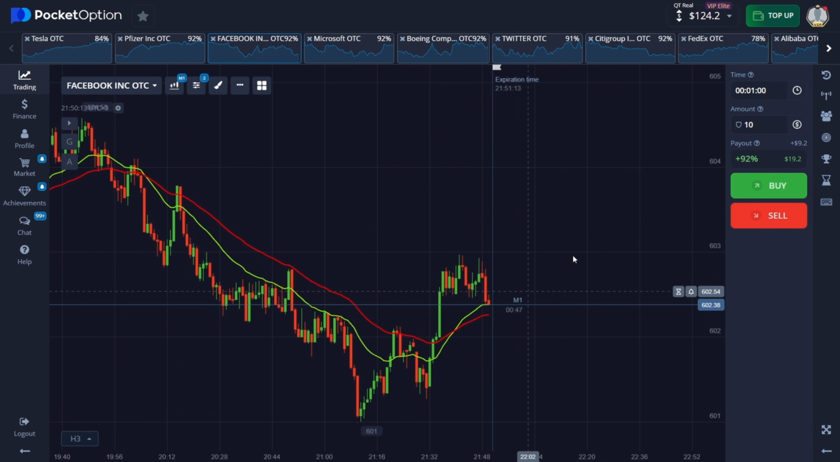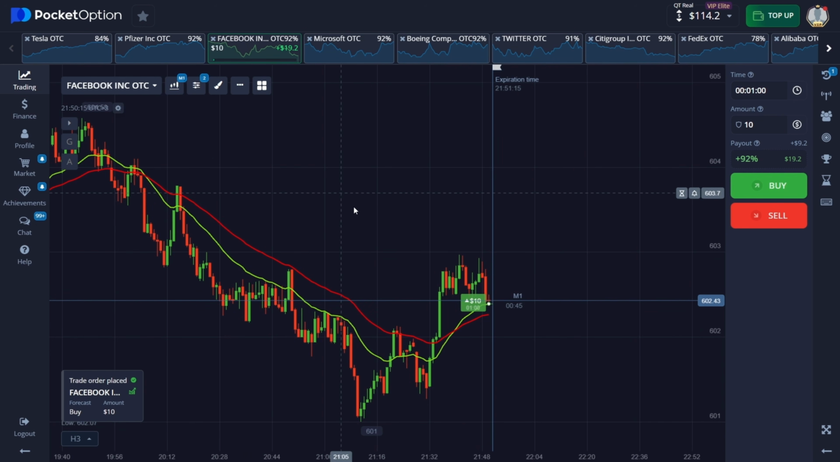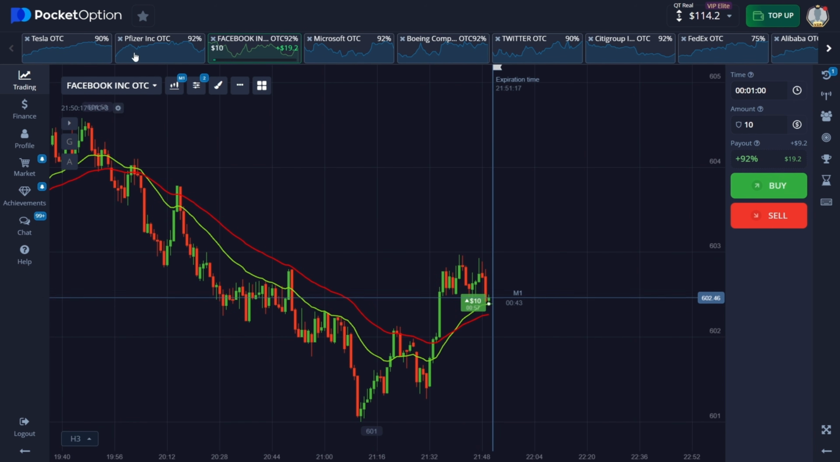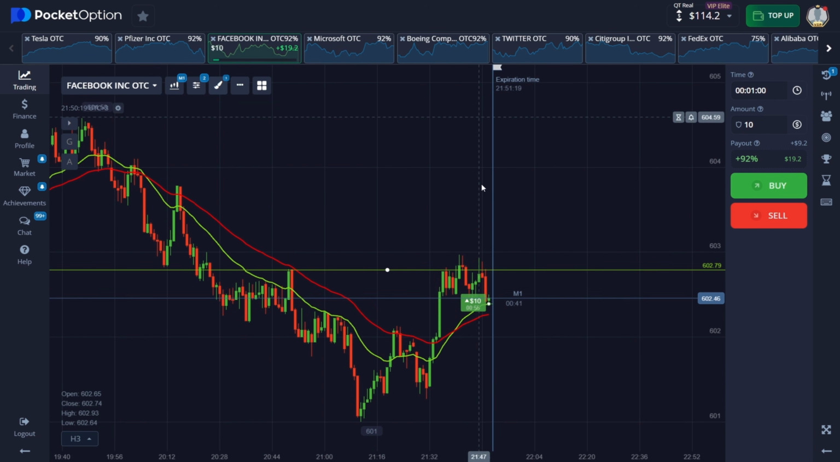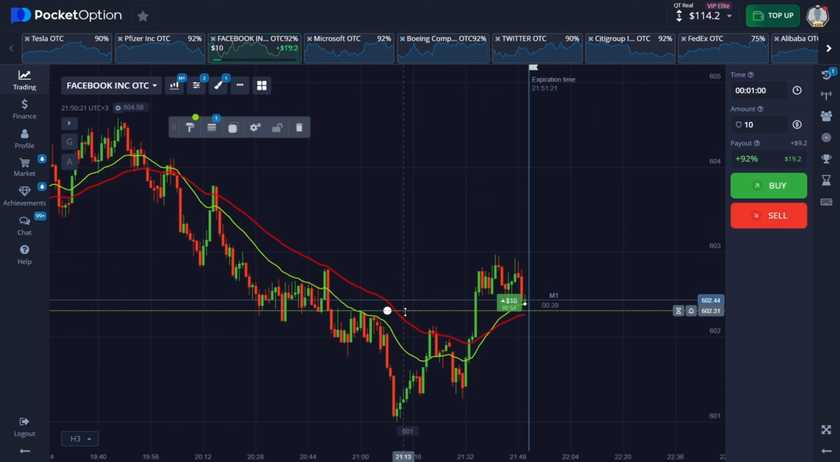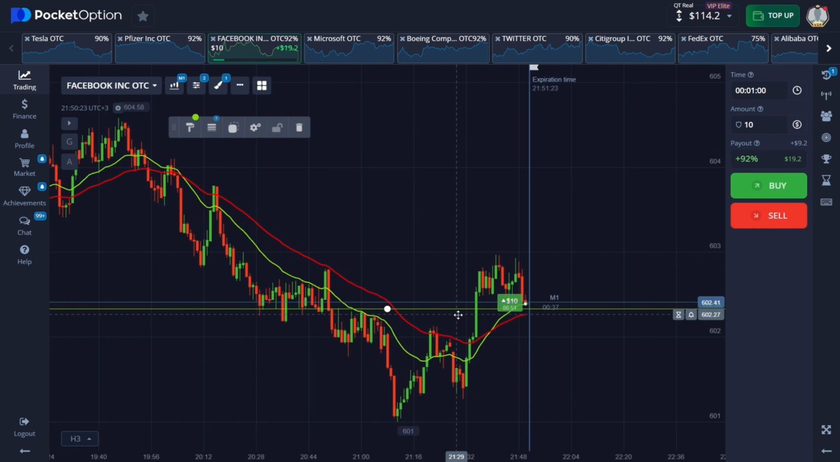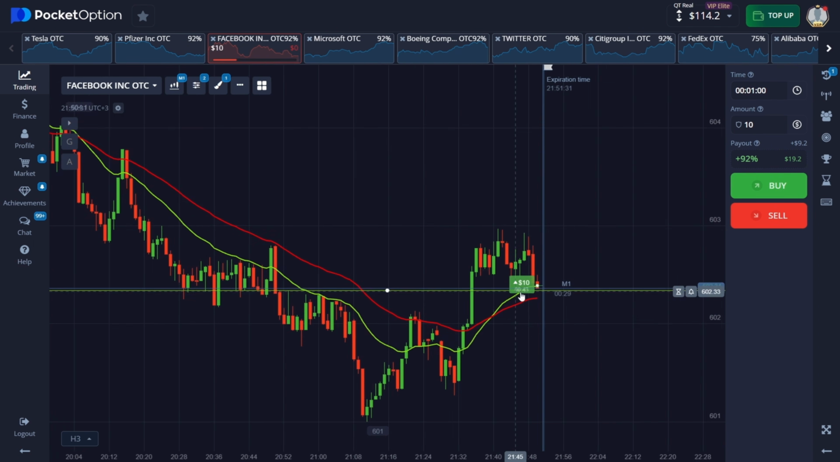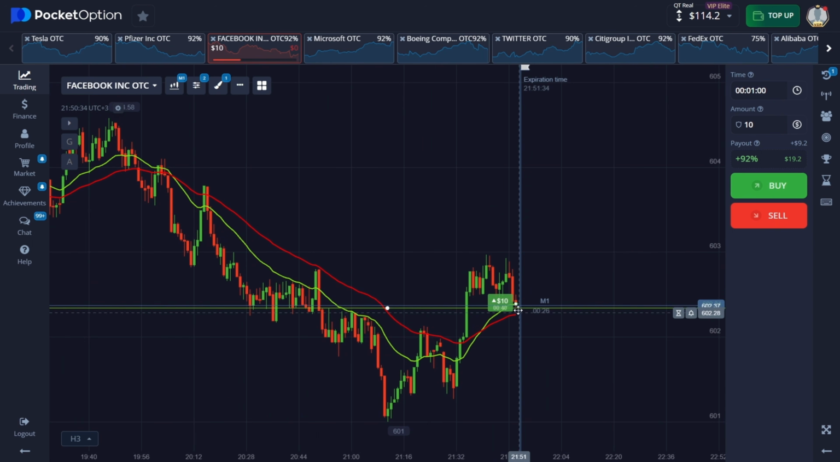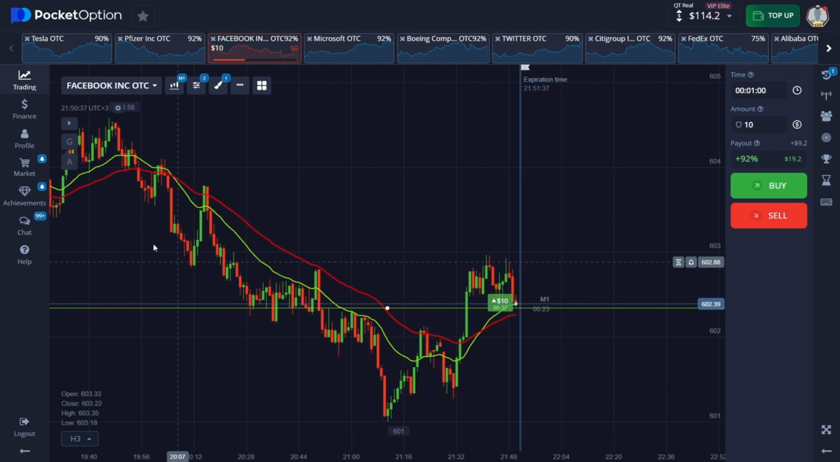Now we have a trade on Facebook OTC where I placed a trade for an upside move. You will see some support levels here. They are a little far, but there is also a moving average present. That's why I took this trade. You can see a downtrend, and then the candle broke the moving average, converting the trend into an uptrend.